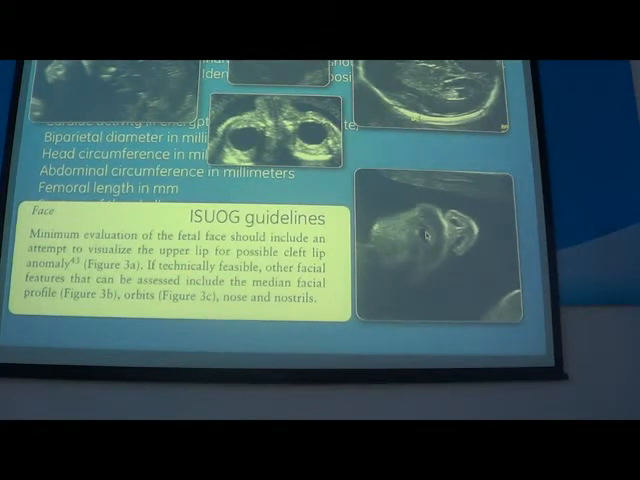So for your basic examination, you have to do the head with the contour of the head.